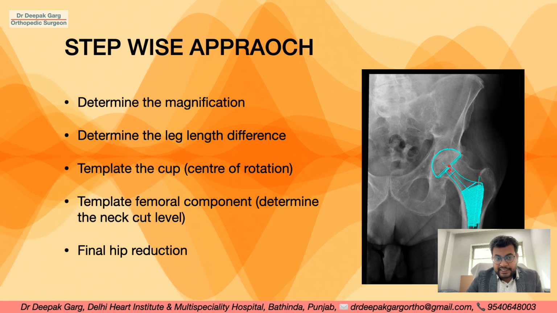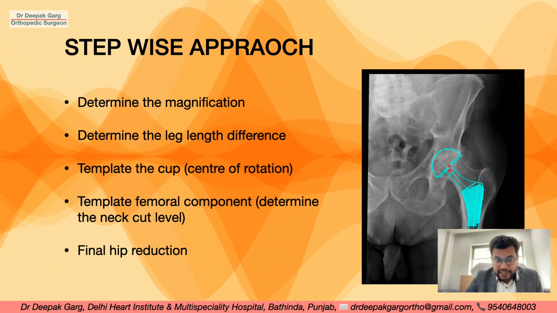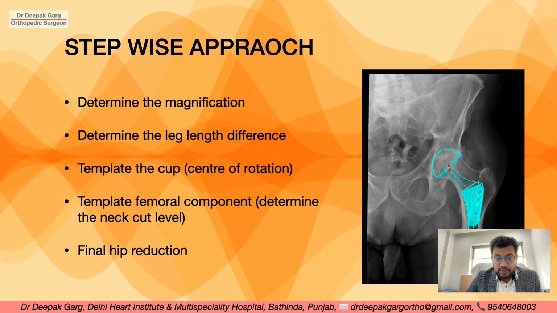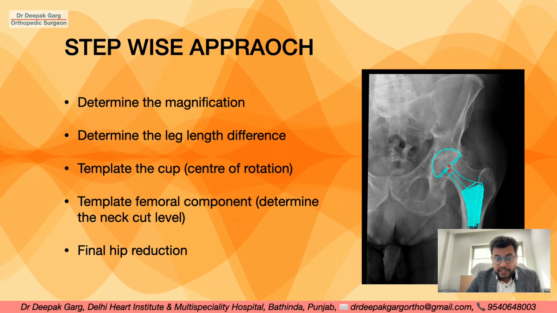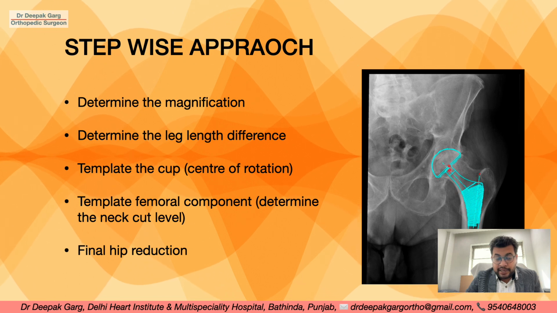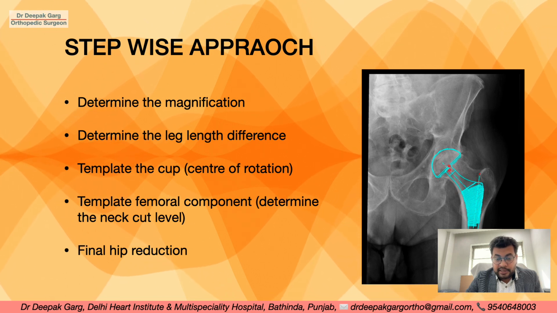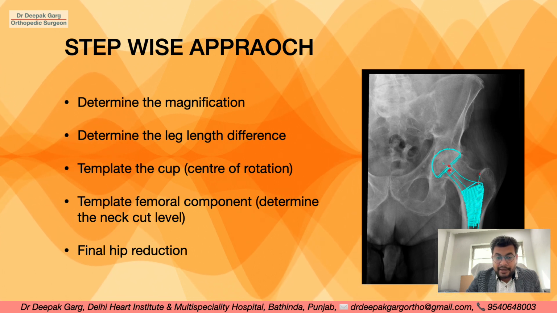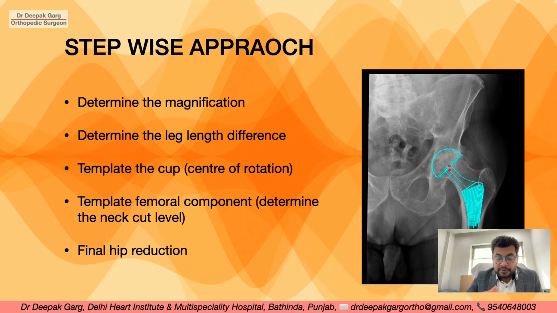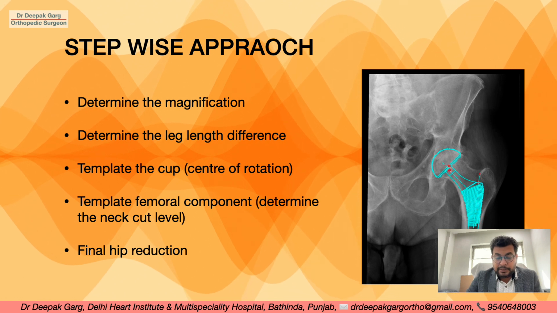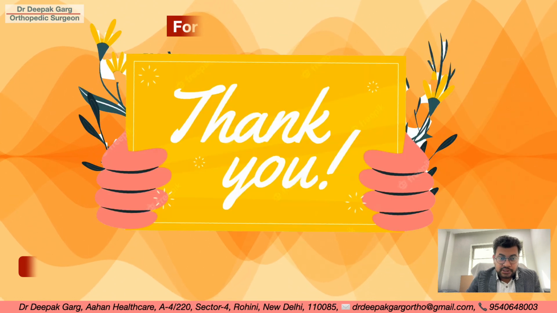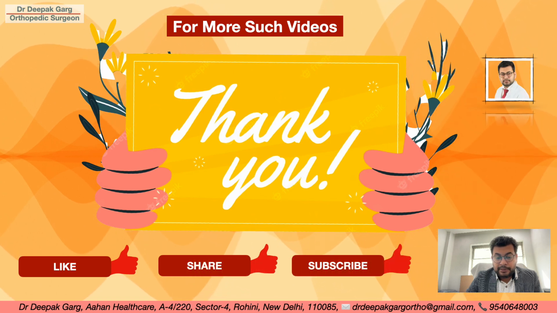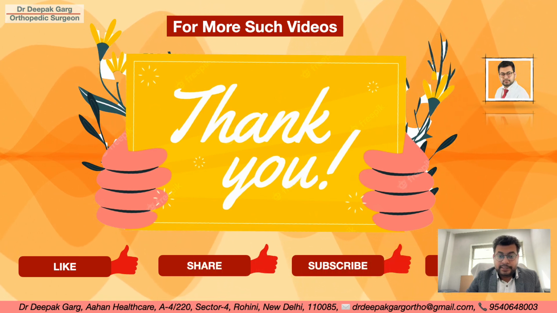And we should always take a stepwise approach. We should determine the magnification, determine the leg length discrepancy, then look at the biomechanical components like the center of rotation, then look at the component positioning and determine the neck cut level. Then you have a proper plan in your mind about all the points for total hip replacement, and then you can go for surgery. So this was about pre-operative templating in total hip replacement surgery. Thank you guys, thank you very much.